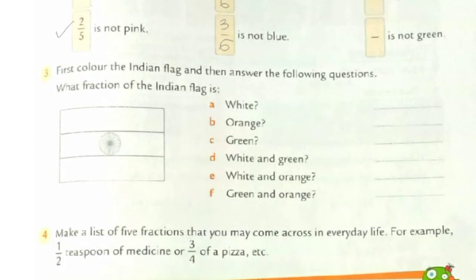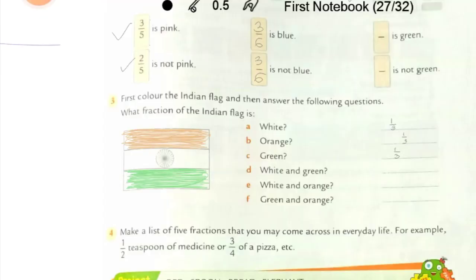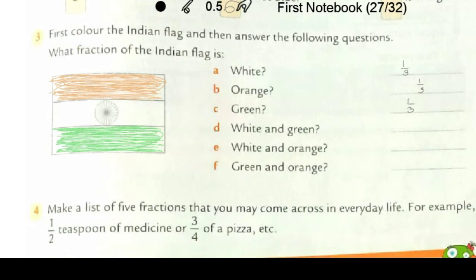Let's see number 3. First color the Indian flag and then answer the following questions. So scholars, can you see? I have colored our Indian flag. Now we'll answer the questions here. What fraction of the Indian flag is white? It is 1. So our fraction will be 1/3. And what portion is orange? Again, it is 1/3. And what portion is green? Again, it is 1/3. Okay.